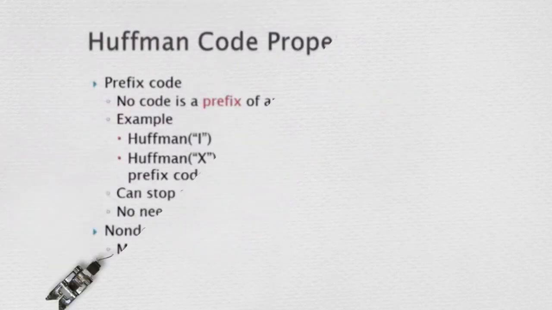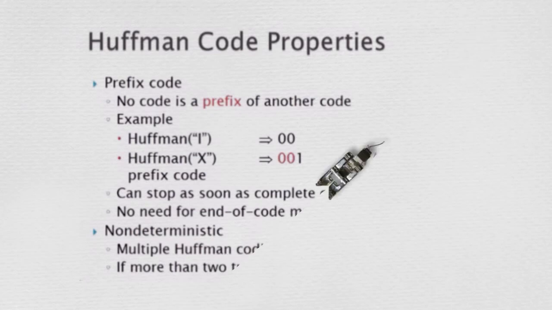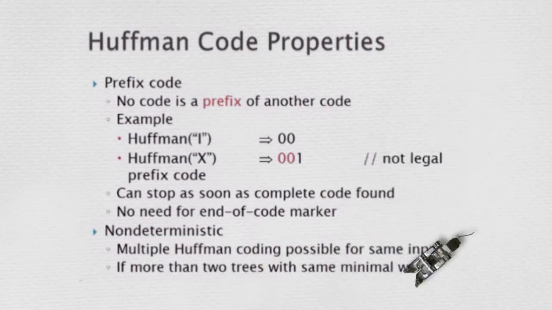Now let us go for the Huffman code properties. It is a prefix code, that is, the code of any symbol is not a prefix of any other symbol. If we consider this example, the above mentioned rule is not followed, because here I is encoded as 00, X is encoded as 001. That implies the code of I is a prefix of X.